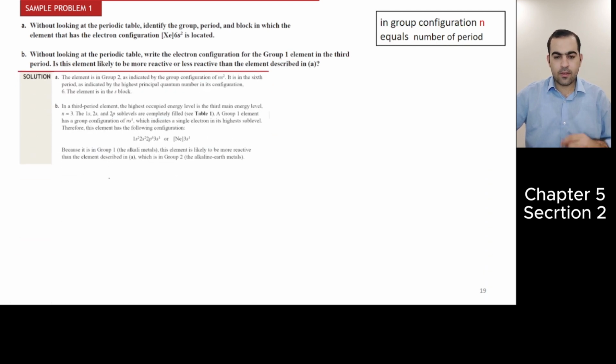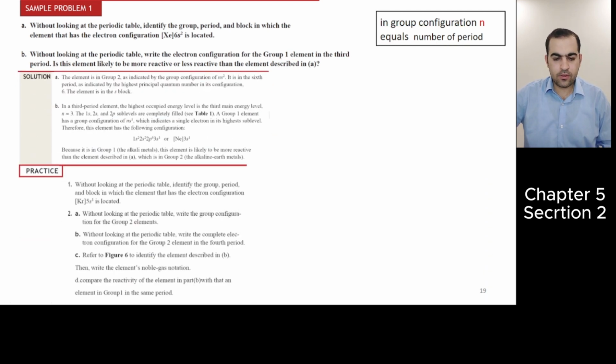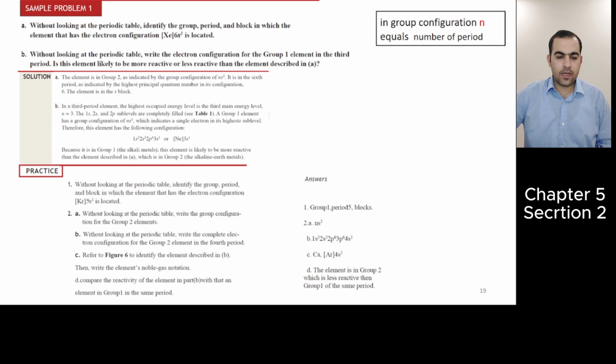Okay. We have these questions. You can check by yourself. It's easy. Look at this one. This is s block, group 1, because it has only 1 electron in the last s, and the number before the last s is 5, which means this element is in the 4th period.